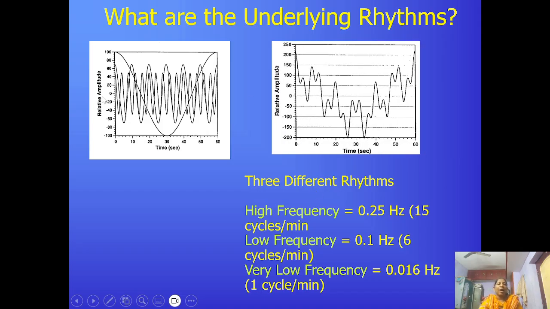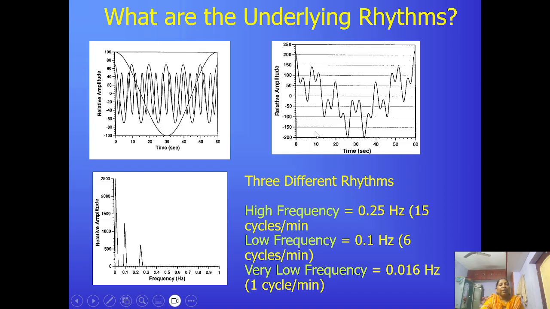If you see, when you add all these together, because each waveform has a different amplitude, you will have a signal like this. And when you take the frequency of it, one will be the very low frequency, then the low frequency, and then the high frequency. This is the signal we will be getting.